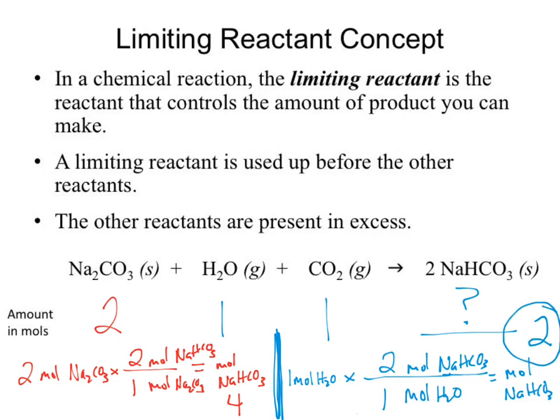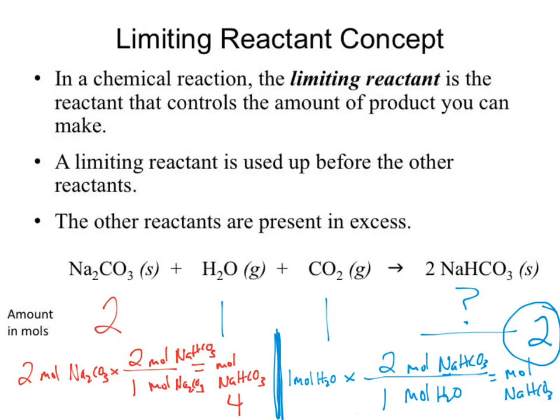Interesting. What just happened here? How many moles of sodium hydrogen carbonate were actually made? Only 2. How come I couldn't make 4? When we looked at the sodium carbonate, I got 4. We didn't have enough of the other substances to actually propagate all the way through.